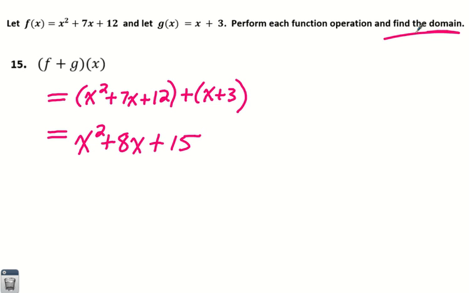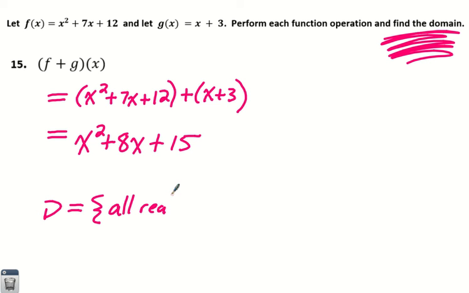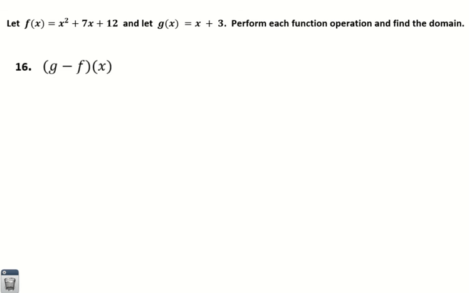But don't forget about that part of the directions, people. The domain for this is all real numbers. Because there's no reason why you wouldn't be allowed to plug in whatever you wanted for x. So the domain is all real numbers. For this one, we're going to do the g function minus the x function.